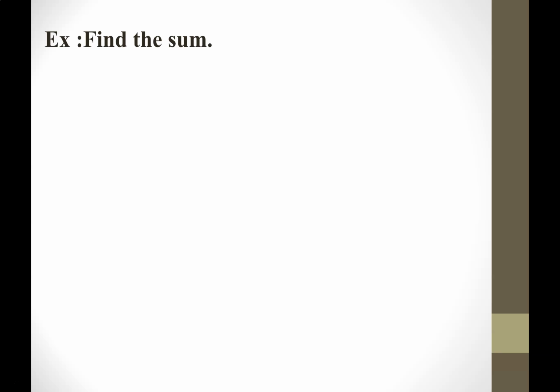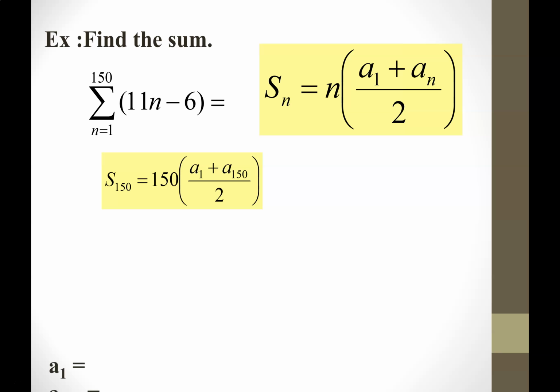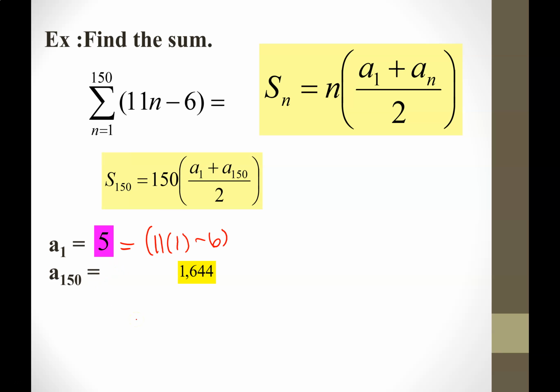We need to find the sum to that. So, in order for us to use this formula, we need to figure out what a sub 1 and a sub 150 will be. The first thing we're going to do will be substitute in here. It'll be 5. Why? Remember, this is going to be 11 times 1, the n value, minus 6. And that's how we get the 5. Same thing with this. This was 11 times 150 minus 6. That's where we're getting that from.